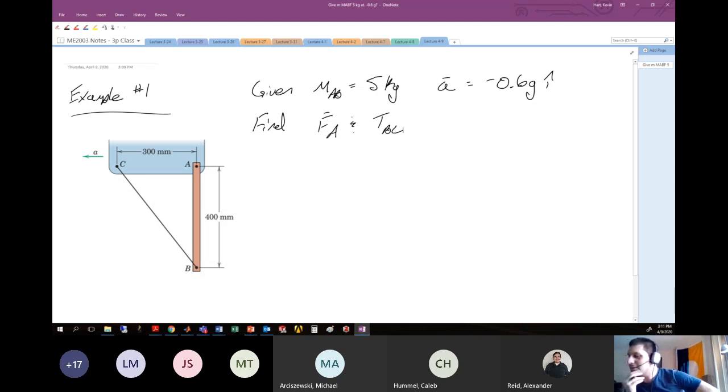So given the mass of AB is 5 kilograms, the acceleration is negative 0.6 g in i, we're going to find the force at A and the tension in BC.